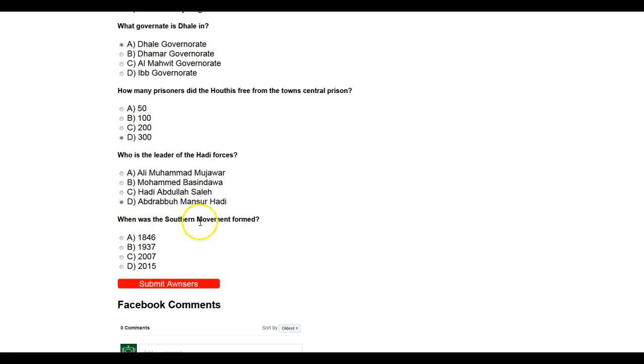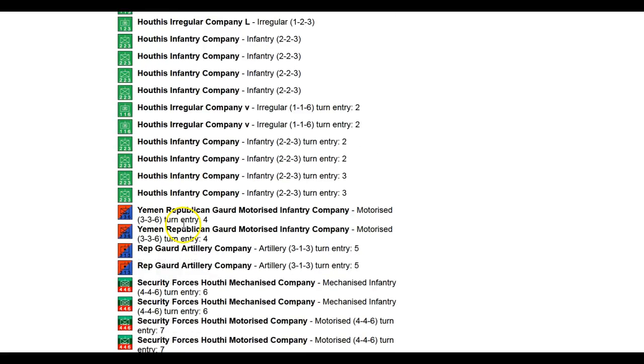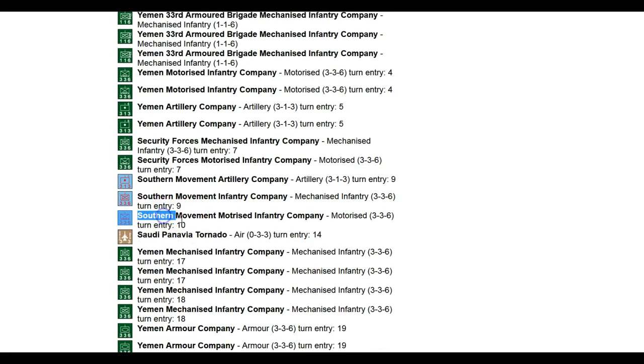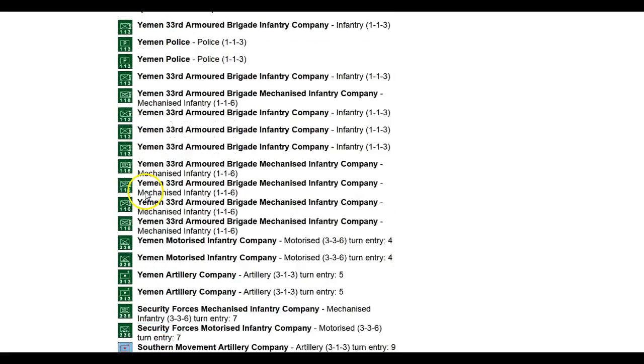When was the Southern Movement formed? Well, I played about on this. I did this with one of the other ones. You might be thinking, well, it must have been years ago, or it must have been just when the beginning of the war came about. You wouldn't really know this unless you actually looked it up, but you could look it up. You might also be thinking, well, who is the Southern Movement? Well, obviously we've got the Southern Movement here. There they are, so they're these units here.